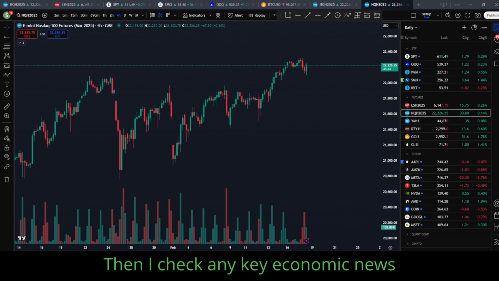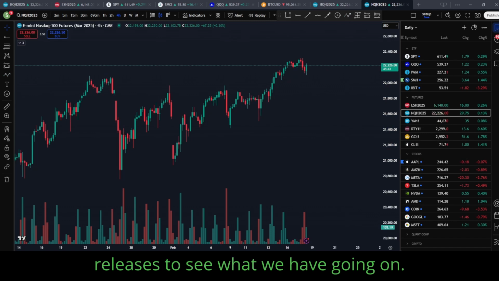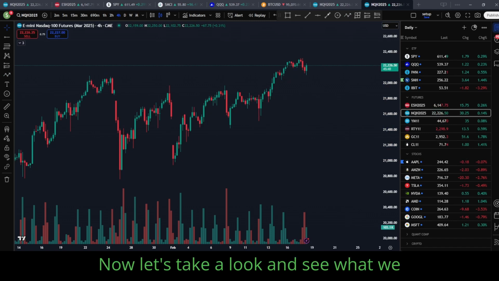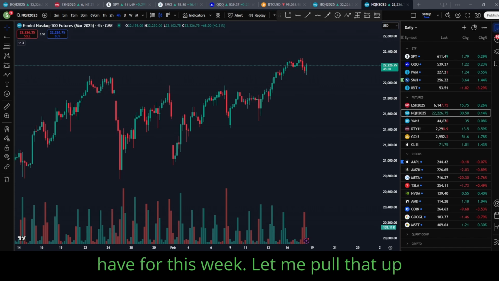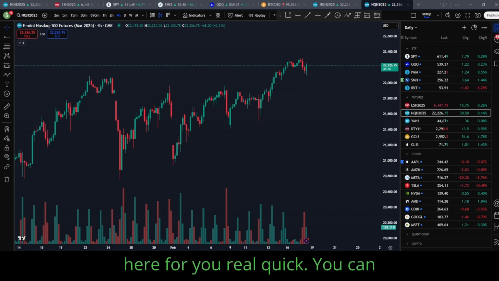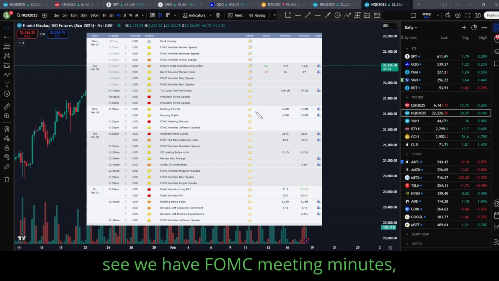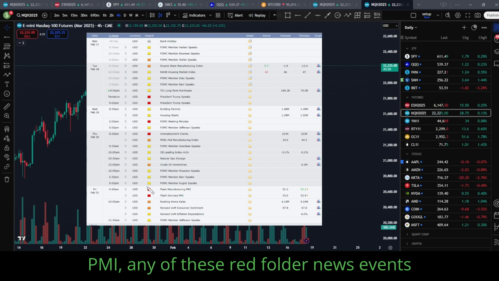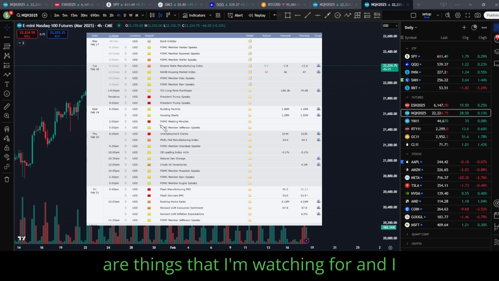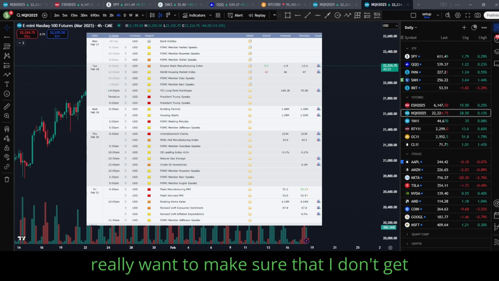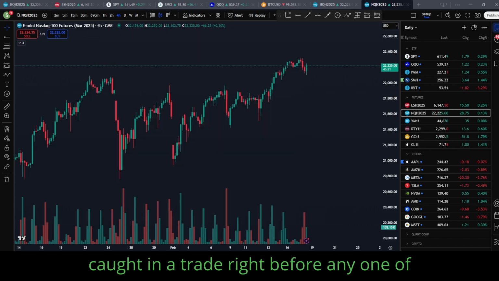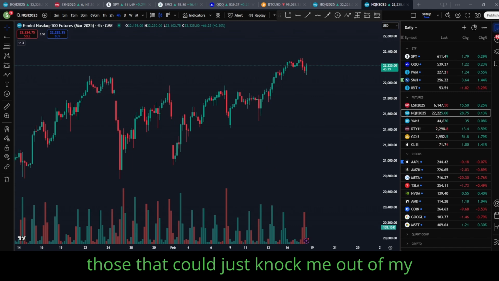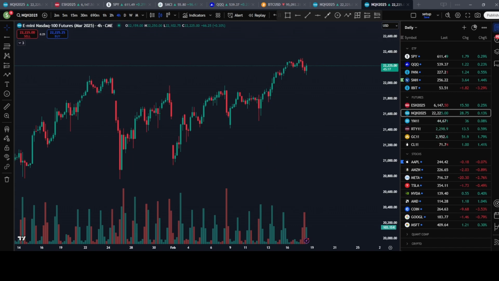Then I check any key economic news releases to see what we have going on. Now let's take a look and see what we have for this week. Let me pull that up here for you real quick. You can see we have FOMC meeting minutes, unemployment claims, flash services PMI. Any of these red folder news events are things that I'm watching for, and I really want to make sure that I don't get caught in a trade right before any one of those. That could just knock me out of my position for a loss.